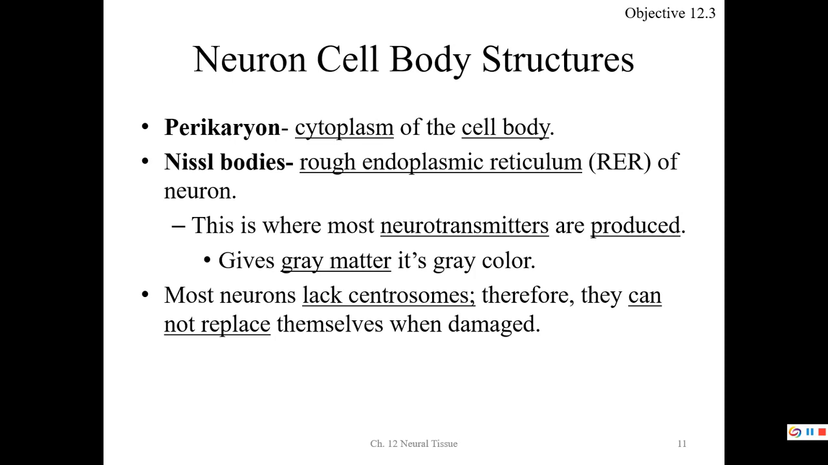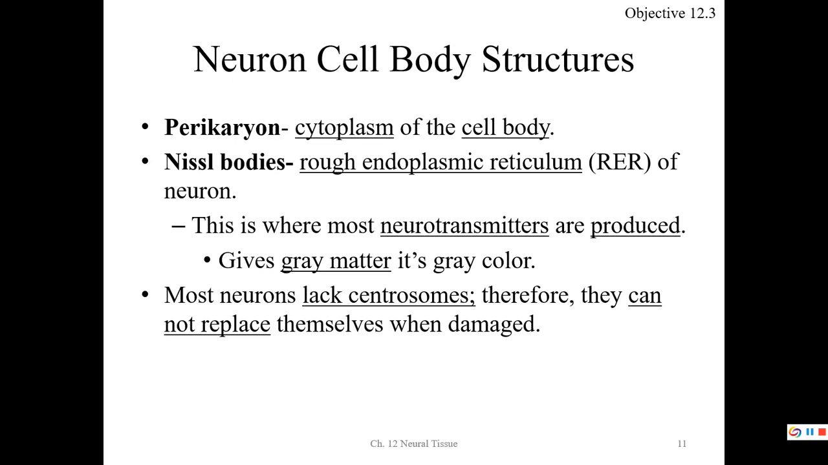Now there is a structure inside the neuron cell body called the Nissl bodies. These are the rough endoplasmic reticulum. That's where a lot of your neurotransmitters are made. A lot of your neurotransmitters get synthesized here, especially those that are peptide based. So I'm going to say most neurotransmitters, at least their production, involve this. This is what gives gray matter its gray color.